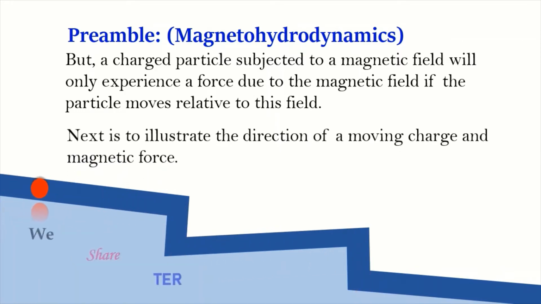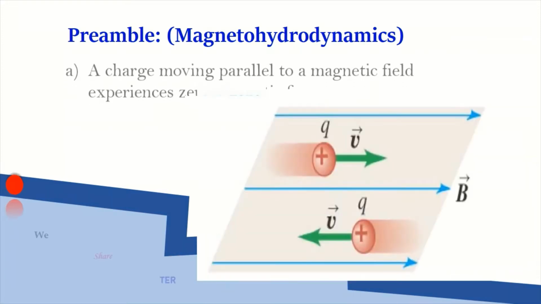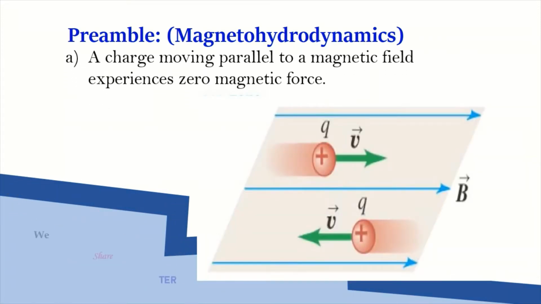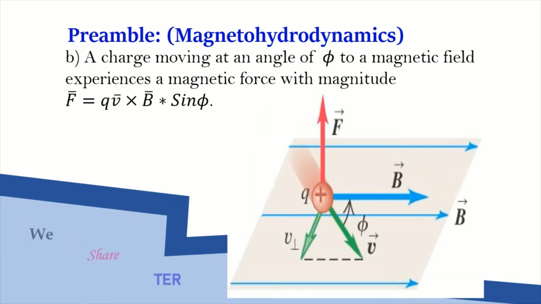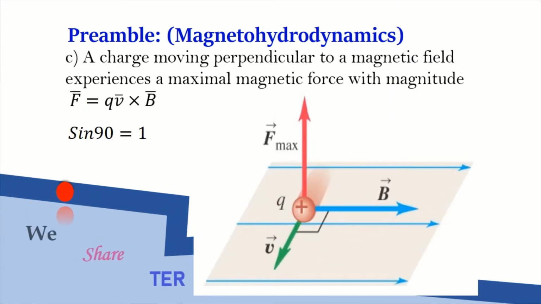Next is to illustrate the direction of a moving charge and magnetic force. 1. A charge moving parallel to a magnetic field experiences zero magnetic force. 2. A charge moving at an angle of phi to a magnetic field experiences a magnetic force. 3. A charge moving perpendicular to a magnetic field experiences a maximal magnetic force with magnitude.